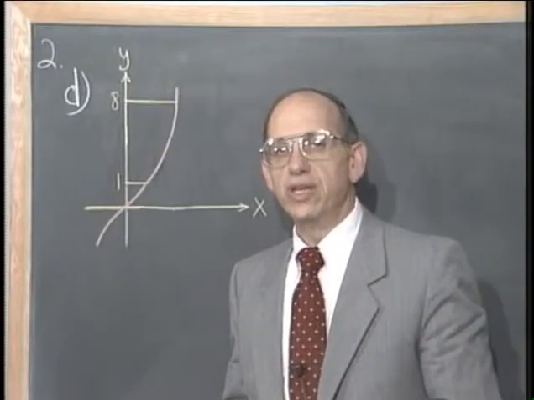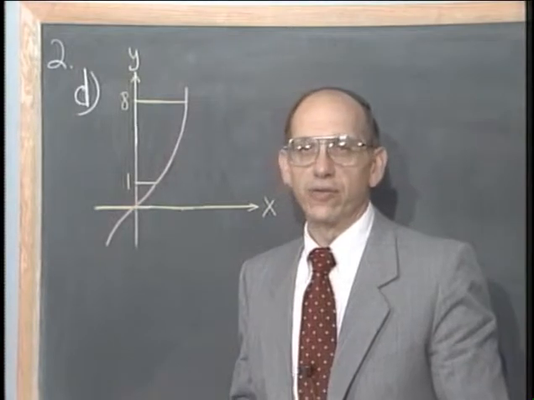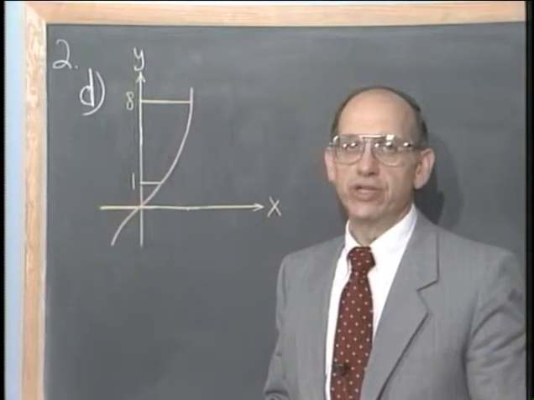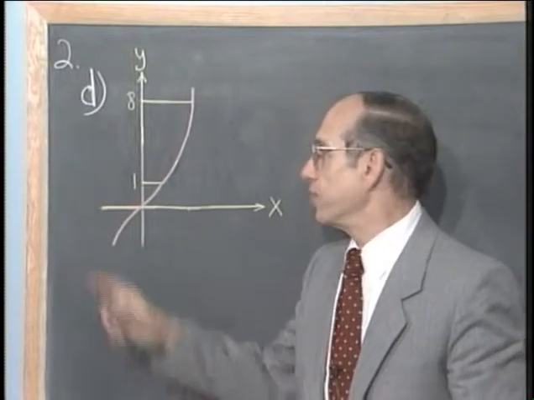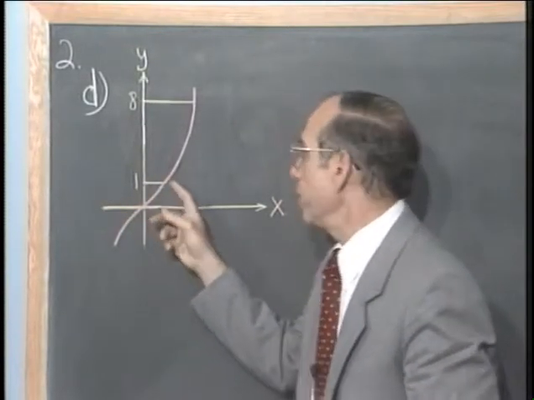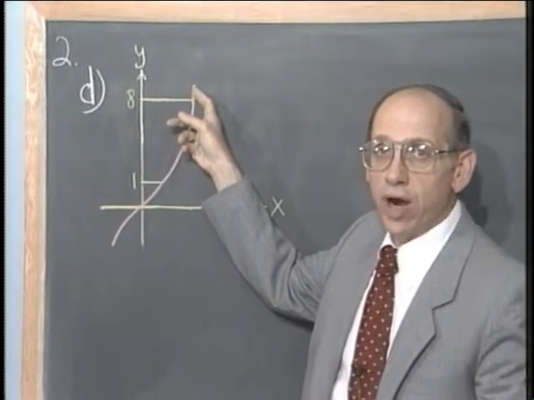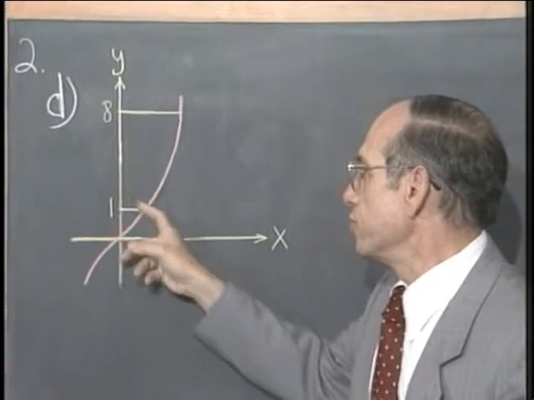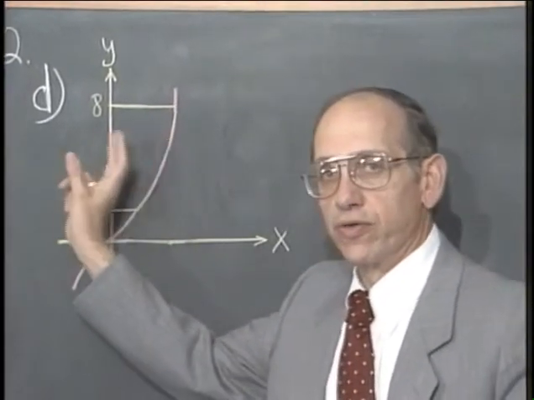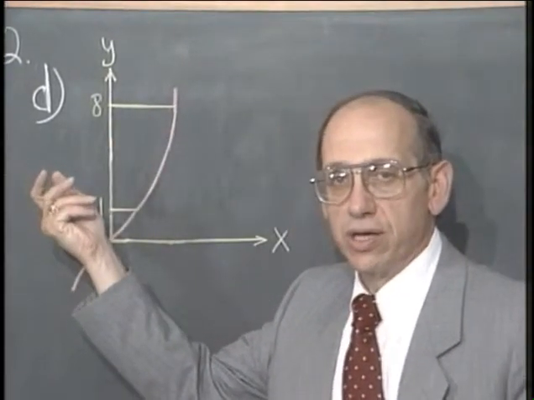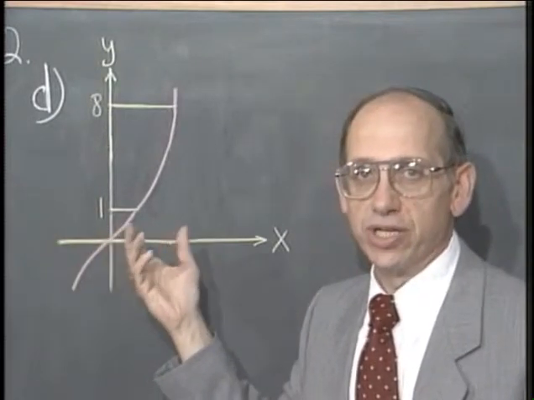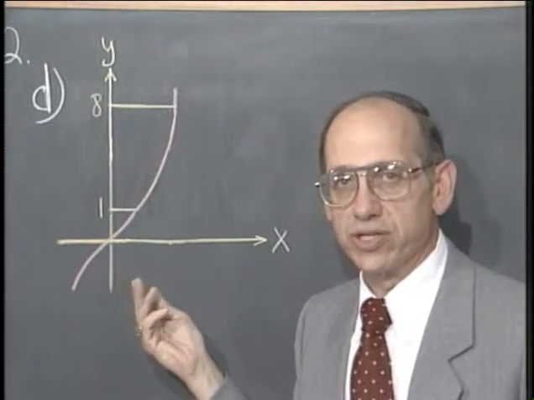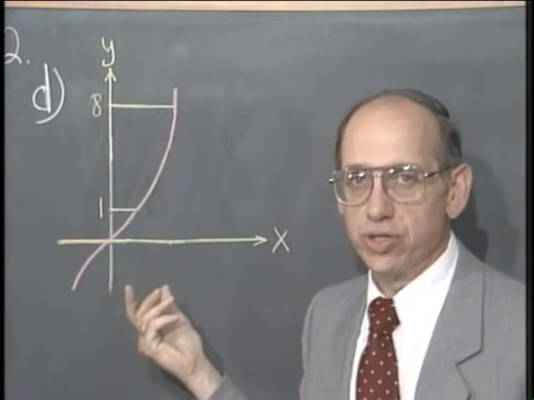In problem 2D, we're asked to again revolve a region about the y-axis. This time, it's the region bounded by the y-axis itself, the curve y equals x cubed, and 2 horizontal lines, y equals 1 and y equals 8. So this is the region we want to work with, and we're going to revolve it about the y-axis. Now, my first inclination when I see a problem to revolve something about the y-axis is to try to do it by the cylindrical shells method that we just used.